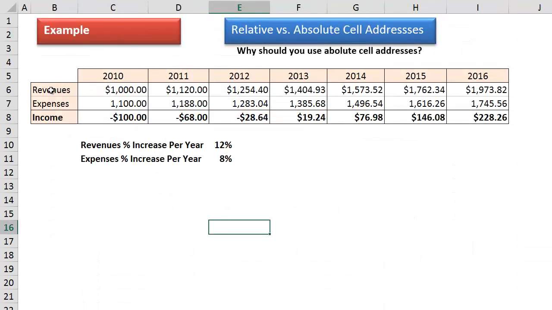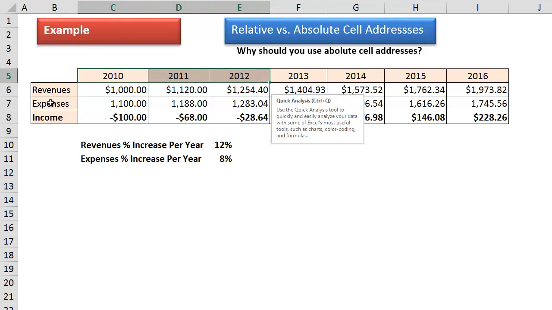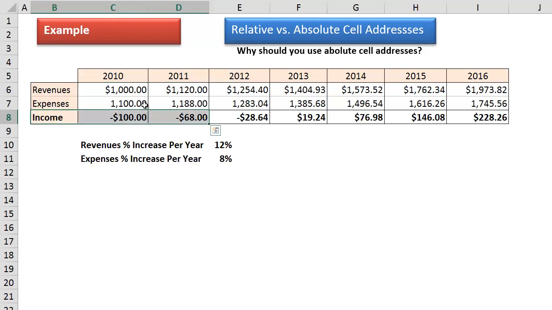Here's an example where I wanted to calculate my revenues as they increased over the years. I also want to calculate my expenses as they increase over the years. And then I just calculated the net income. Starting in 2010, I had a revenue of $1,000 and an expense of $1,100. And I'm going to make an assumption that my revenues are going to increase 12% a year. My expenses will increase 8% a year. So that means I needed a formula in this cell that gives me a 12% increase over the prior year. So that formula has to take the prior year and then add to that the 12% increase.